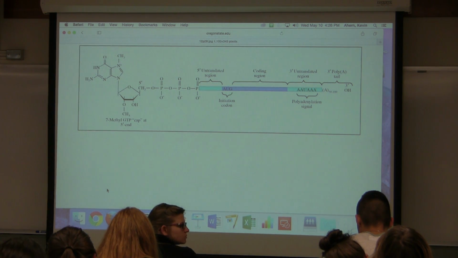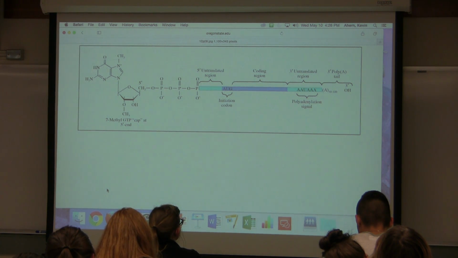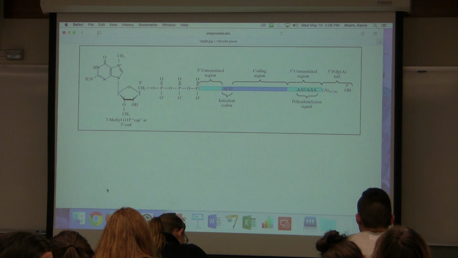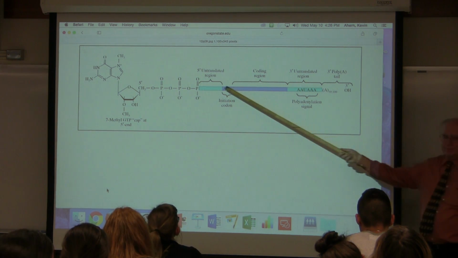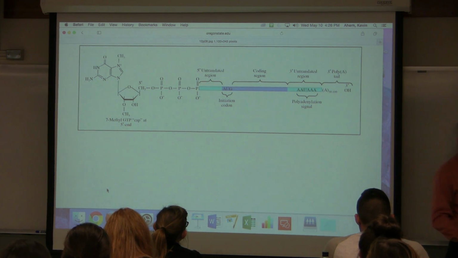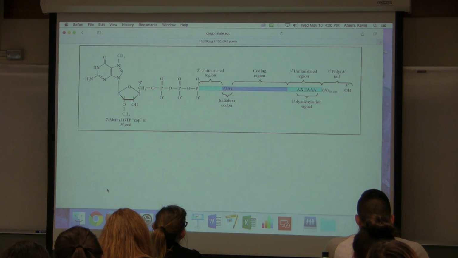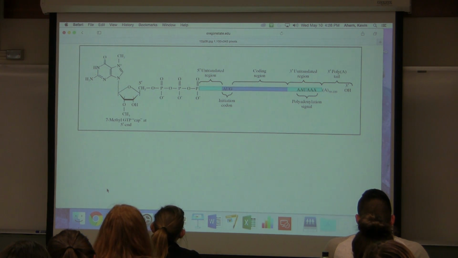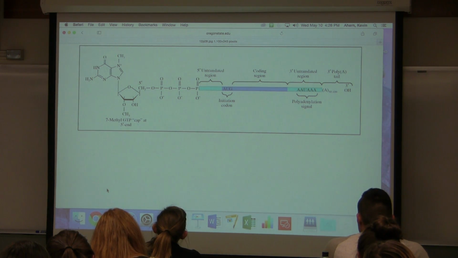Yes? Why are the untranslated regions not spliced out? The reason is because they actually have functions. Okay? So they play roles in efficiency of translation and also in some cases in recognition of proteins that help to say where the start codon is. Okay? It's a reasonable question.